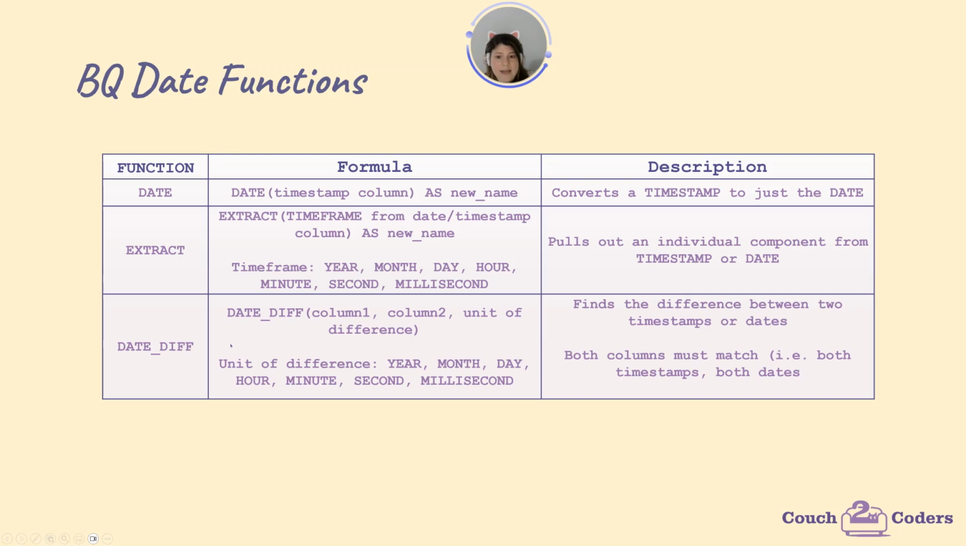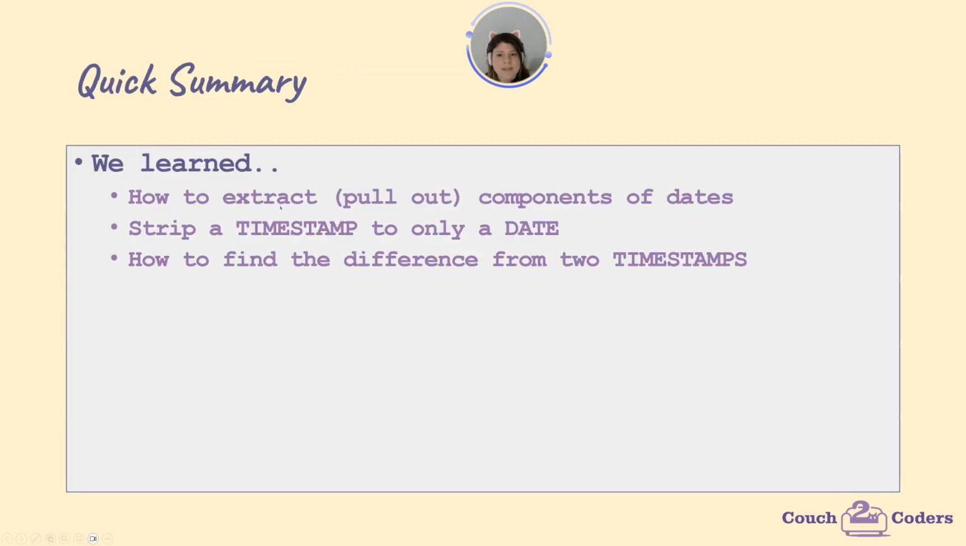Date difference is the time difference between two different columns. The only caveat with this one is that they need to be the same unit if you're going to find differences. So you can't find the date difference between something that has a timestamp down to the second and just the regular day. You would have to first convert your timestamp, strip it down to the day, and then find the difference. So that's here. Both columns must match, i.e. both timestamps, both dates.